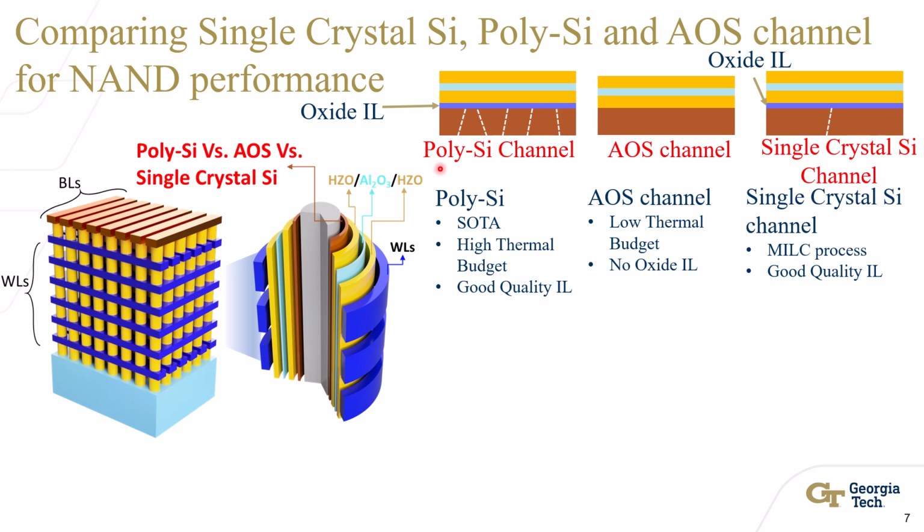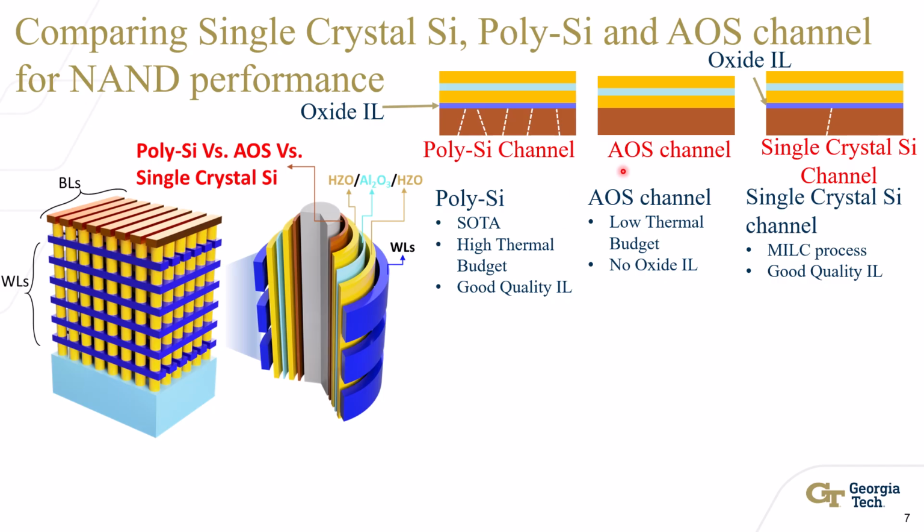The very first is the polysilicon channel. It is the state of the art, which is used in the current NAND flash technology. It has large grain boundaries which can affect the mobility of the channel. It has a high thermal budget, which is greater than 600 degrees Celsius, and a polysilicon channel can have a good quality interlayer. Silicon is typically known to have a good quality channel interlayer.